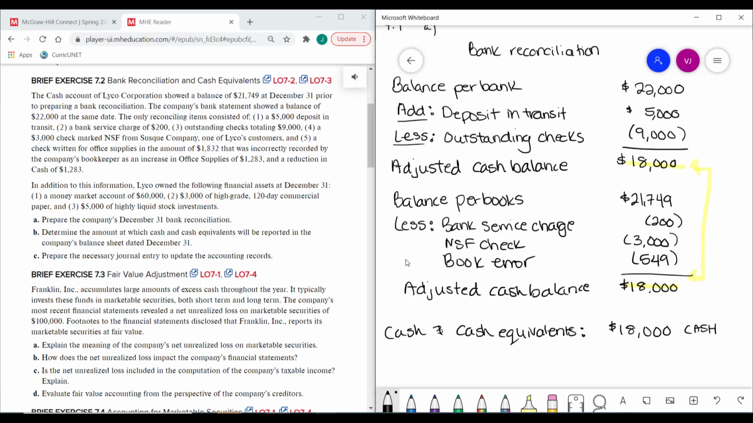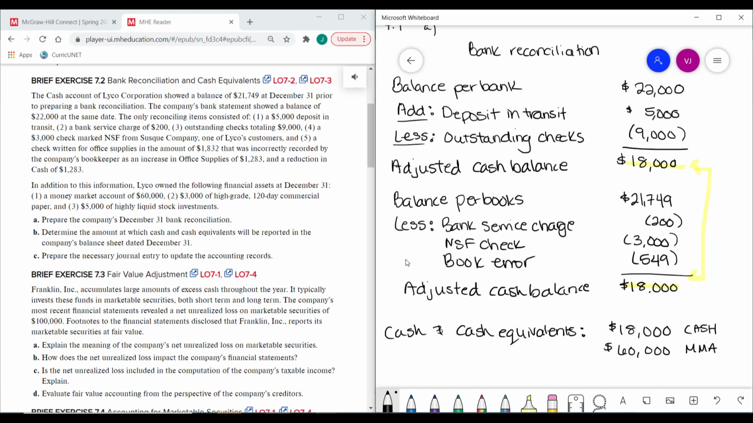But then they give us a list of their financial assets, and let's see which one of these financial assets, if any, will be included in this total instead of being listed separately as a financial asset. So what about a money market account of $60,000? That qualifies. Okay, money market accounts qualify as a cash equivalent.